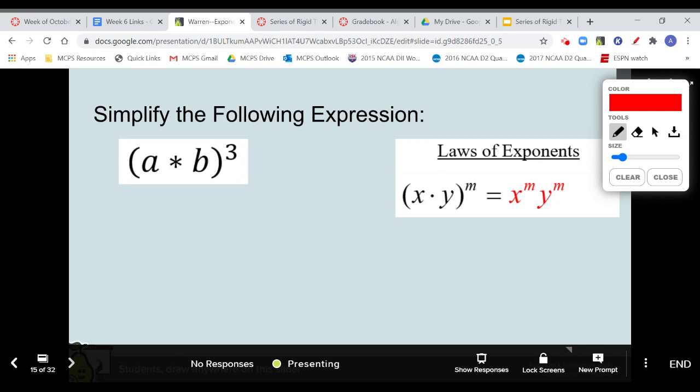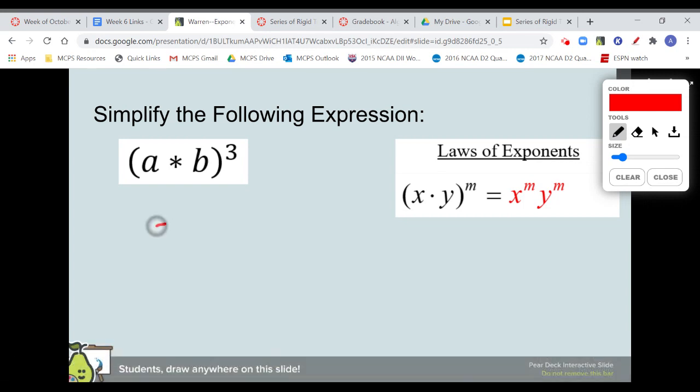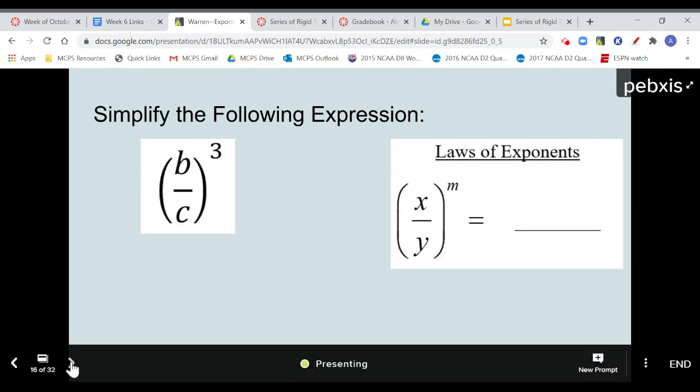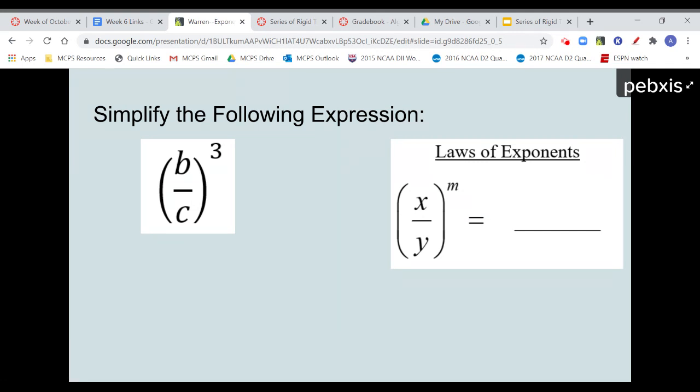Now another example of that. Again, that 3 applies to the a and the b, so I have a to the third times b to the third. And just like I said before, if you have terms that are multiplied or divided and you raise them to an exponent, the exponent applies to every one of those individual terms.